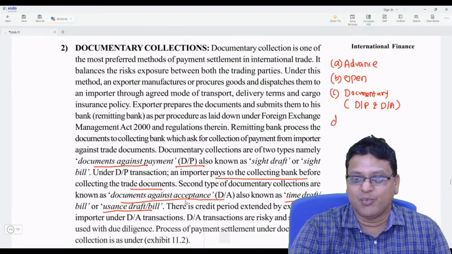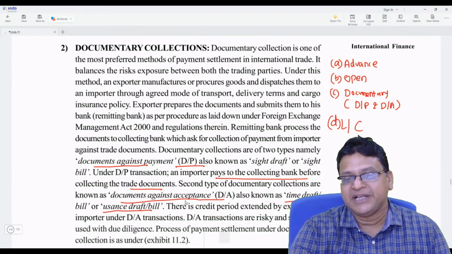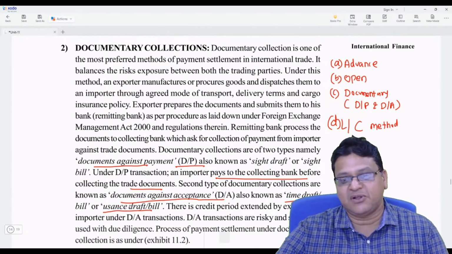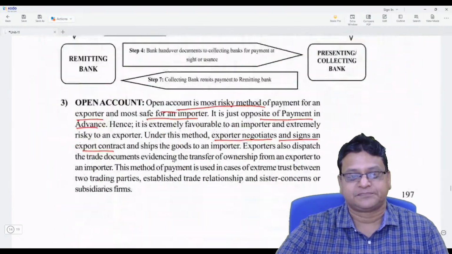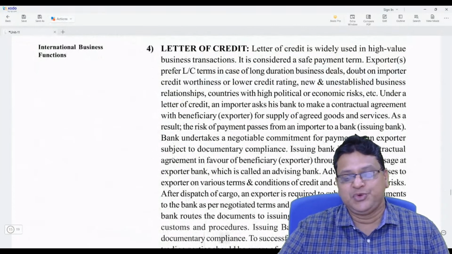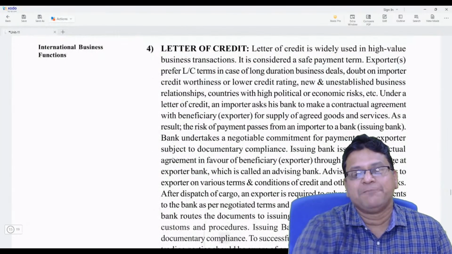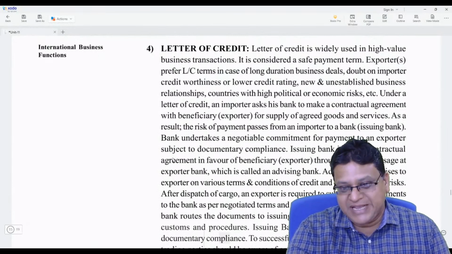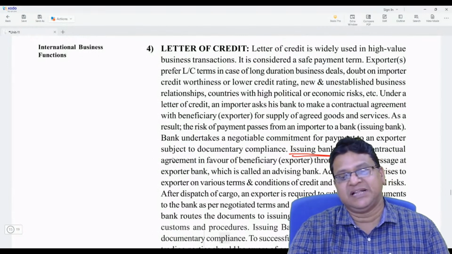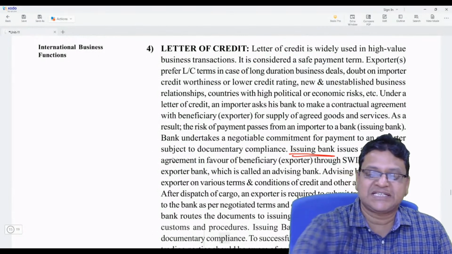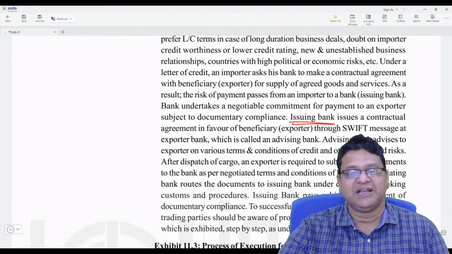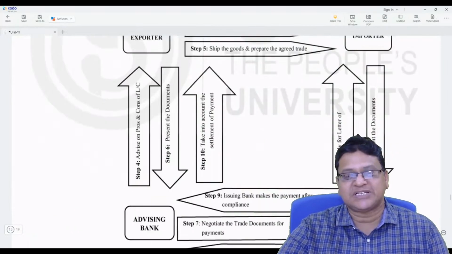And the last and most used method of payment is the LC method. LC stands for letter of credit. In the LC method, you make payment using banks as intermediaries for settling the payments. In this case, the bank gives a guarantee that if the exporter does not receive payment, the bank will make payment. That is known as the LC method.